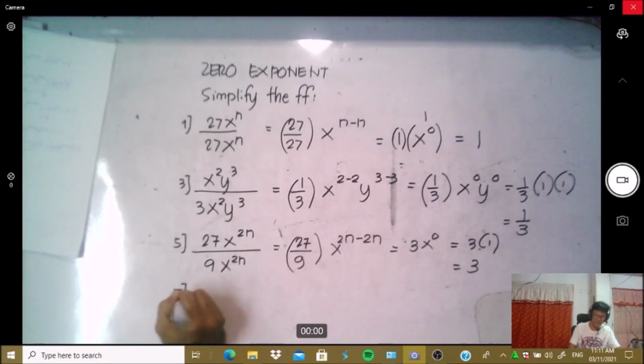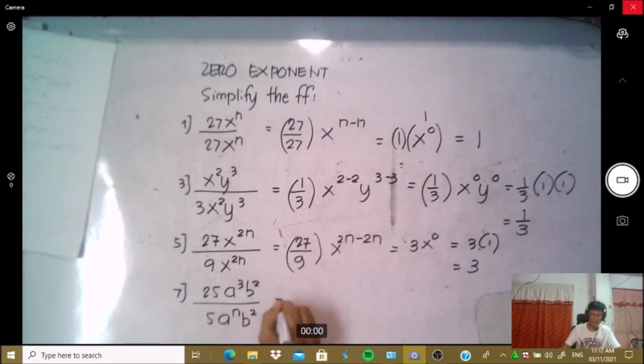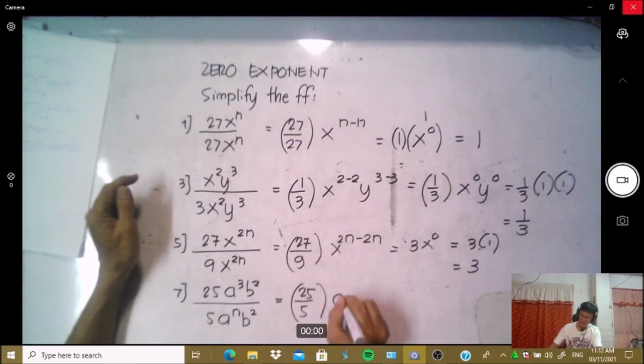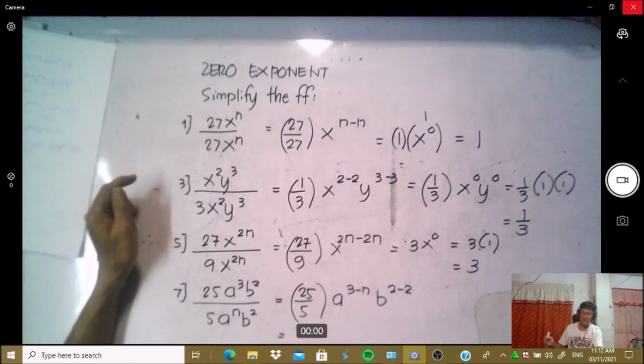For number 7, we have 25 a cubed b squared divided by 5 a raised to n b squared. Now, we have a zero exponent here only in b. So we have 25 over 5, then we have a raised to 3 minus n, then b raised to 2 minus 2.